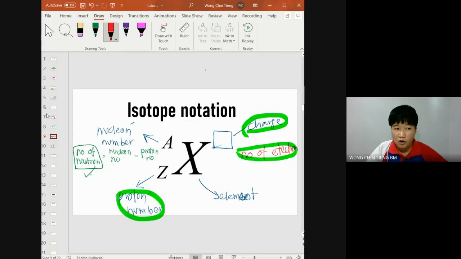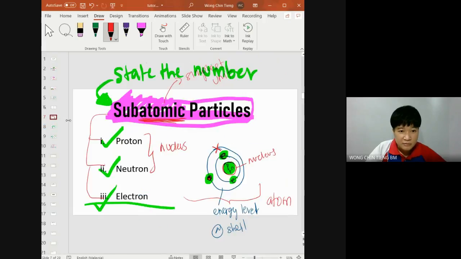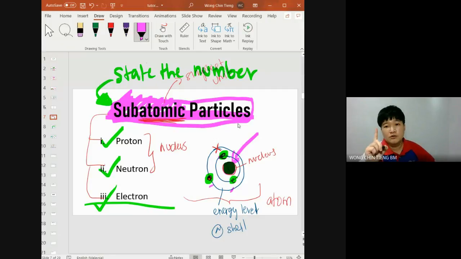That is because in your subatomic particles, ladies and gentlemen, your proton is located in the nucleus. Yang duduk kat luar hanya adalah elektron. So yang boleh keluar masuk hanya adalah elektron, proton tidak. Sampai saya mati pun proton duduk dalam nucleus. Sampai siapa-siapa mati pun sebenarnya.